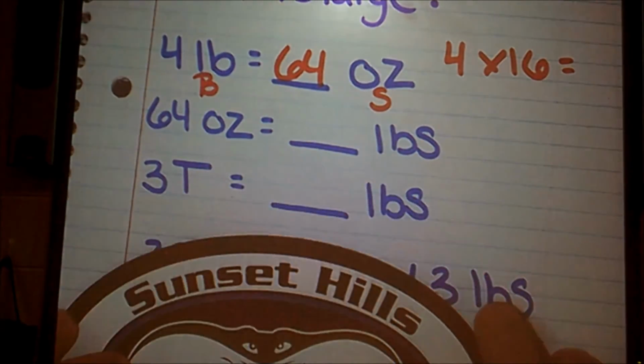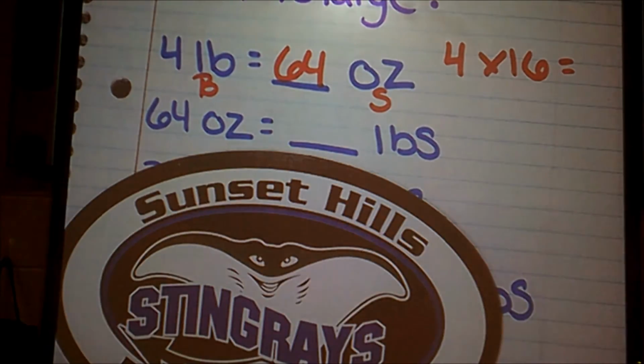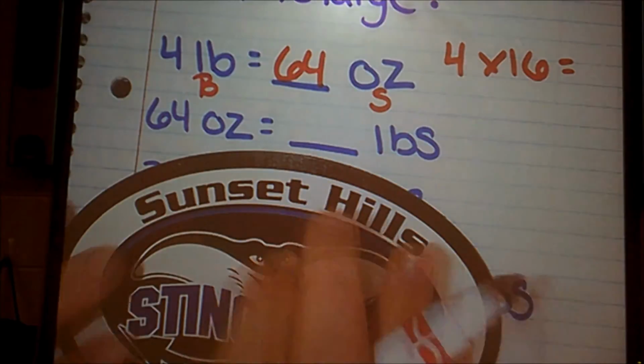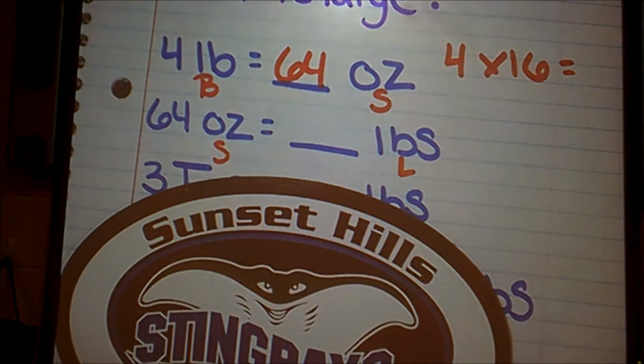Now I want to convert 64 ounces into pounds. Just like on my last problem, I'm going to identify which one is bigger and which one is smaller. Ounces are really, really small because I know that there are multiple ounces in 1 pound. That tells me that they must be smaller to be able to fit into that pound. Small to large divide.